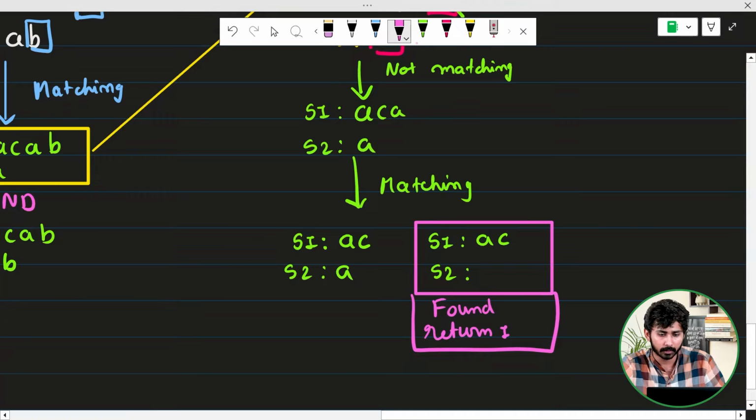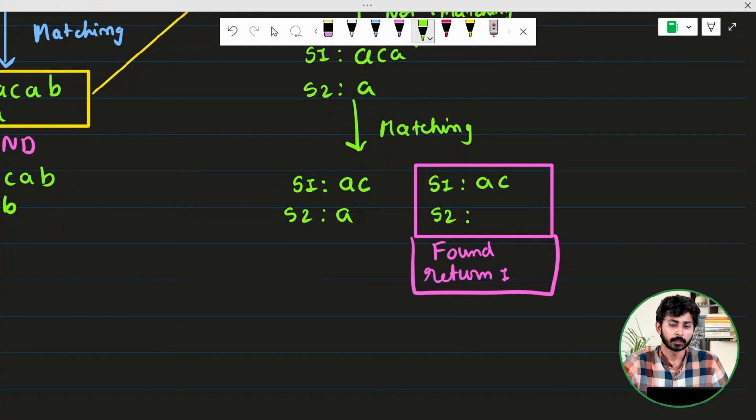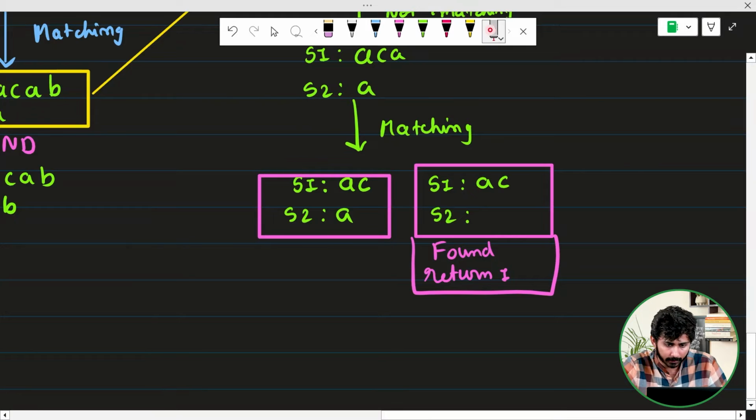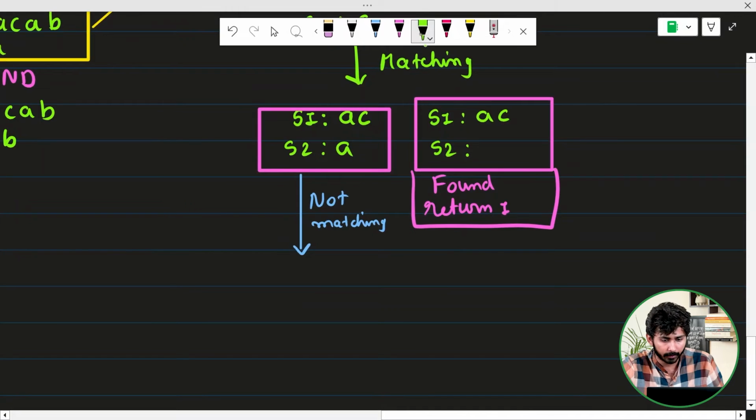And over here, S2 still has some characters to be matched, right? So what can I do over here? This is my another problem, right? For this problem I'll try to match the last characters. Do they match? No, they are not matching. If they are not matching, then basically it means I need to discard this and I will be thinking about this string and this string. So I'll make a recursive call over here. Now what do I have? S1 is equal to A and S2 is equivalent to A.